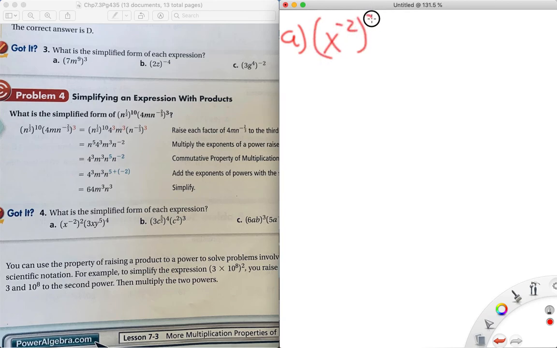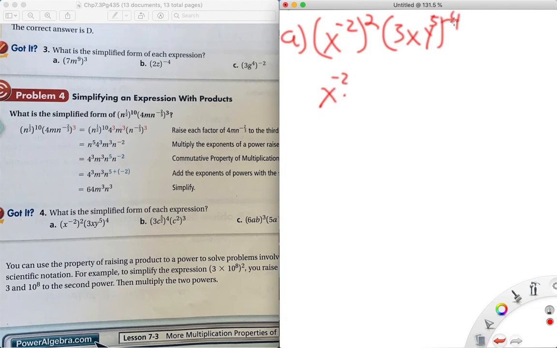So for got it number 4, letter A, we have x to the negative 2 raised to the 2nd power times 3xy, and the y is raised to the 5th power. All of that is being raised to the 4th power. So I can multiply this 2 times this negative 2 to give me x to the negative 2 power.